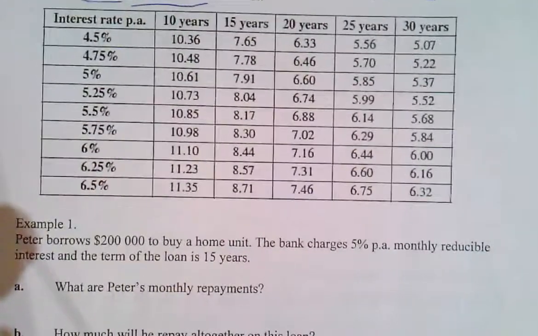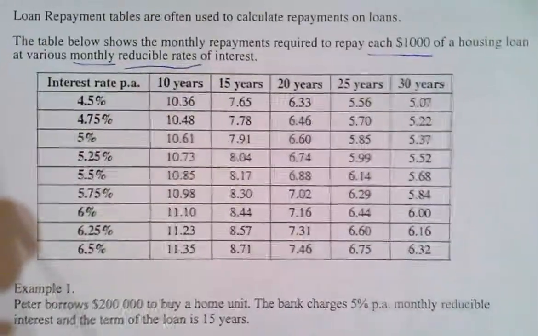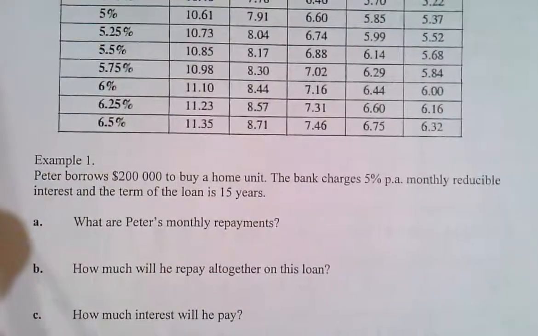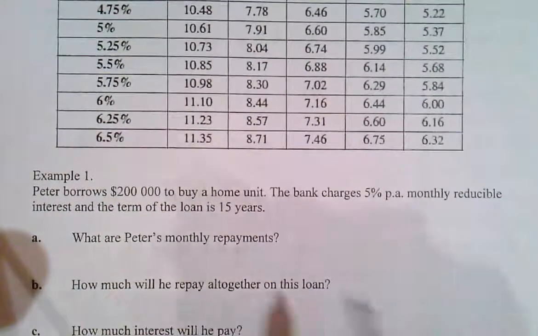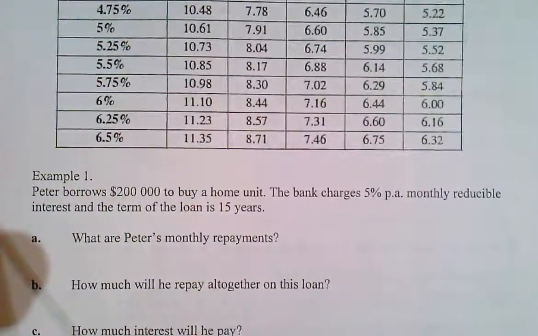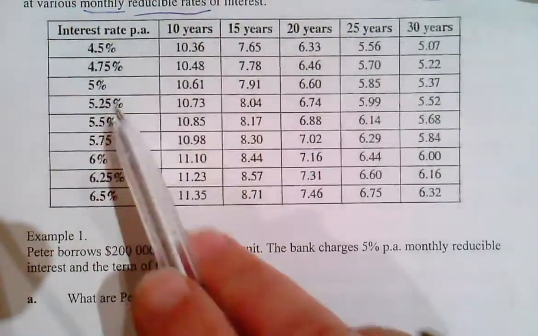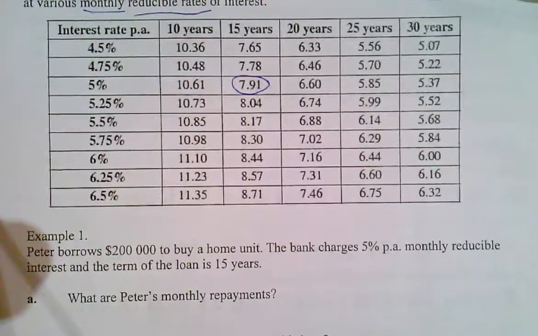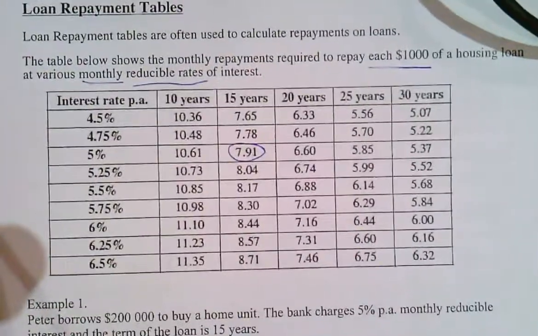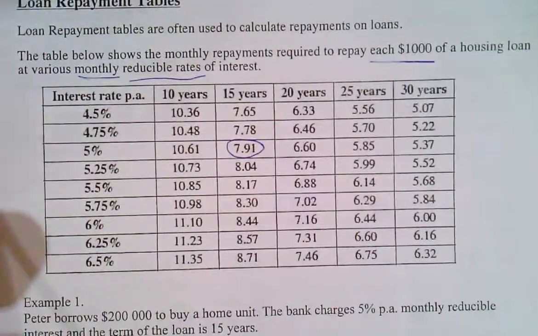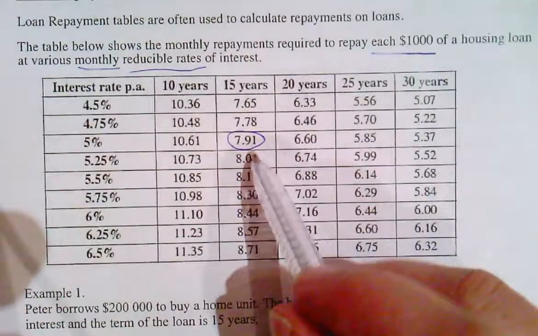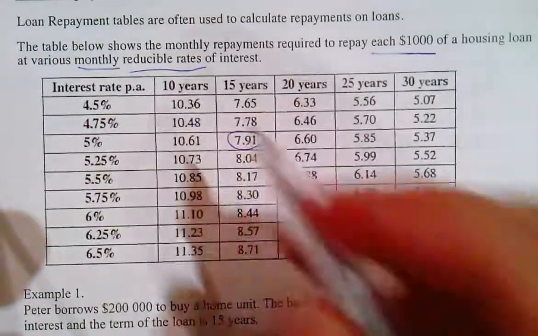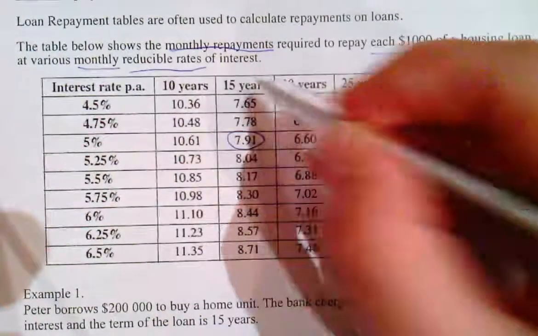All right, now, example 1. As I said here, this is the repayment for every $1,000 of a loan. So in example 1, Peter borrows $200,000 to buy a home unit, and the bank charges 5% per annum monthly reducible interest, and the term of the loan is 15 years. So 5%, 15 years, $7.91 is paid each month for every $1,000 of the housing loan. So for every $1,000 that you borrow, you're paying $7.91 every month, over those 15 years.